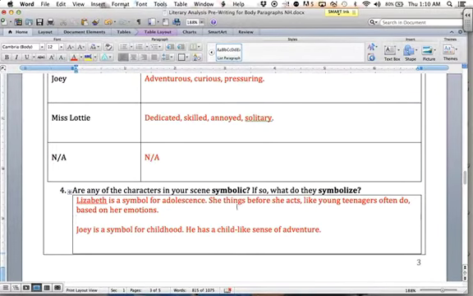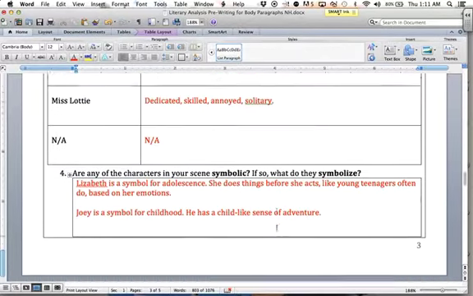She does things before she thinks, like young teenagers often do, based on her emotions. Joey is a symbol for childhood. He has a childlike sense of adventure, all right? So we see that these characters show important growth moments in people, right? Childhood and adolescence. Adolescence being the time between childhood and adulthood. What you're in now, your adolescence.